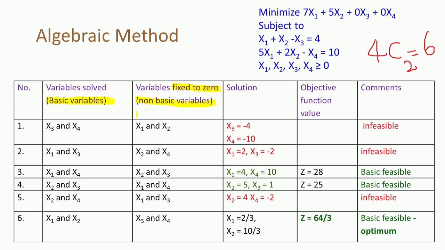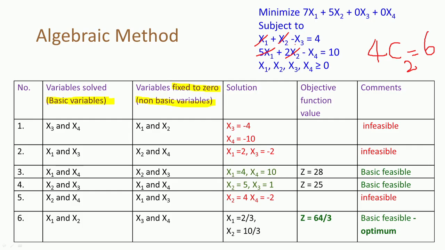So, at a time we take 2 variables out of the 4 and solve for them by fixing the remaining 2 variables to 0. Now let us go back and look at all the 6 possible solutions. First, let us look at the case where we are going to solve for x3 and x4 by fixing x1 and x2 to 0. When we fix x1 and x2 to 0, I am deleting x1 and x2. So, we are going to solve for x3 and x4.